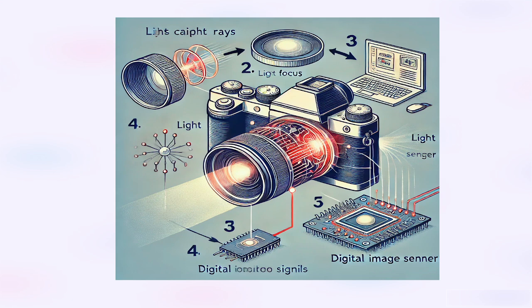Here is an illustration that explains the working of a digital camera in a simple step-by-step manner. It visualizes how light passes through the lens. It focuses on the image sensor, is converted into an electrical signal and then processed into a digital image. This can be a great aid in explaining the concept visually. Let's move to next.